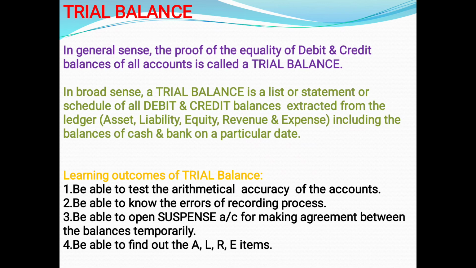Second one, be able to know the errors of recording process. Number 3, be able to open suspense account for making agreement between the balances temporarily. Number 4, be able to find out the asset, liability, revenue, expense items. Another outcomes may be able to find out the capital expenditure, revenue expenditure, capital receipt, revenue receipt, capital income, and deferred revenue expenditure.